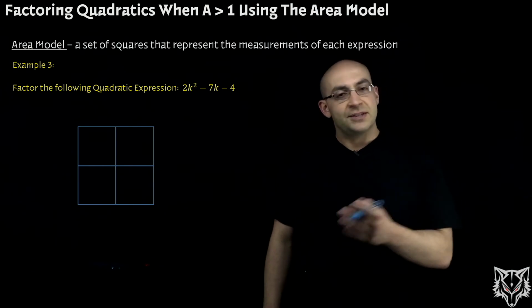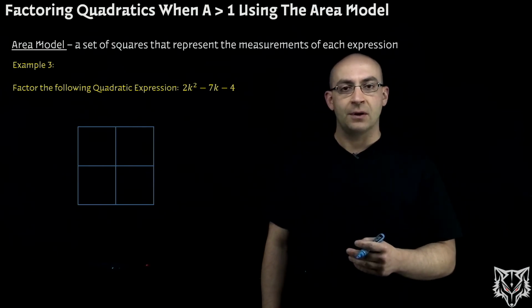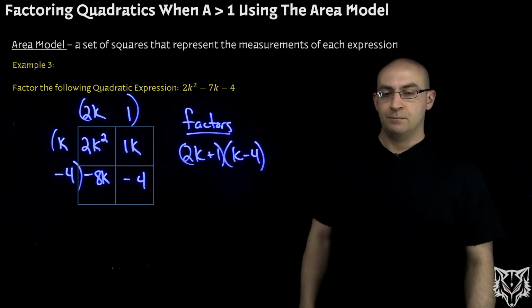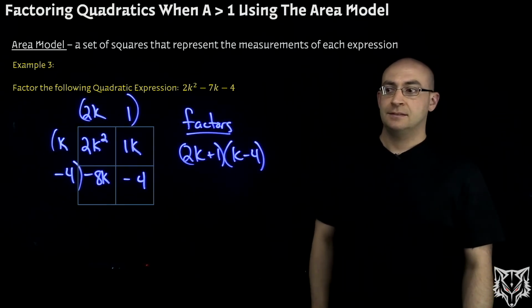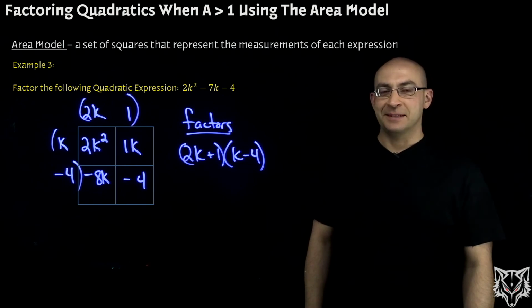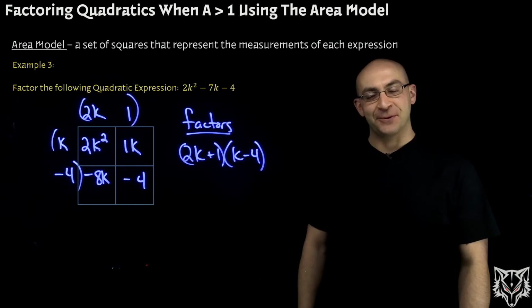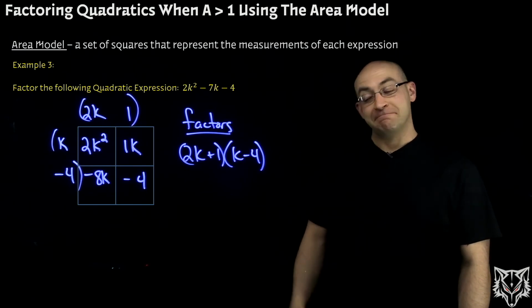All right, everyone, so just like last video, I want you to try one on your own. This time I'm just going to kind of cut to the answer. And that didn't work out how I wanted it to, I don't think. That's okay. So if you got your factors 2k plus 1 and k minus 4, you're looking good. That's a wrap for there.